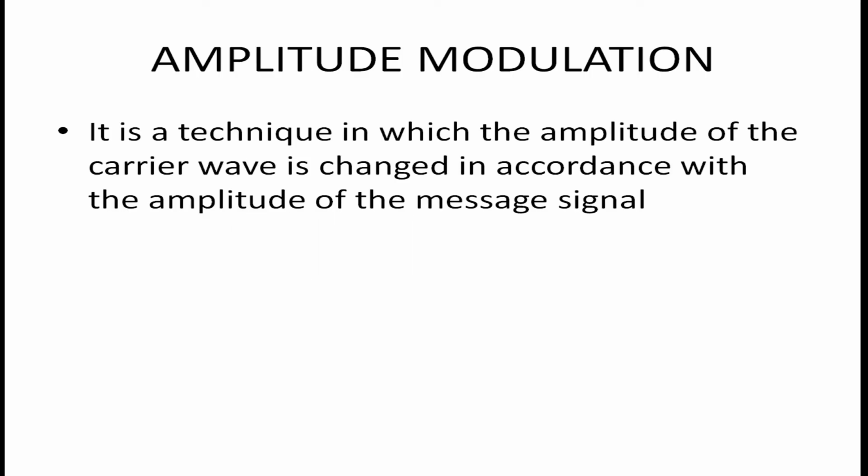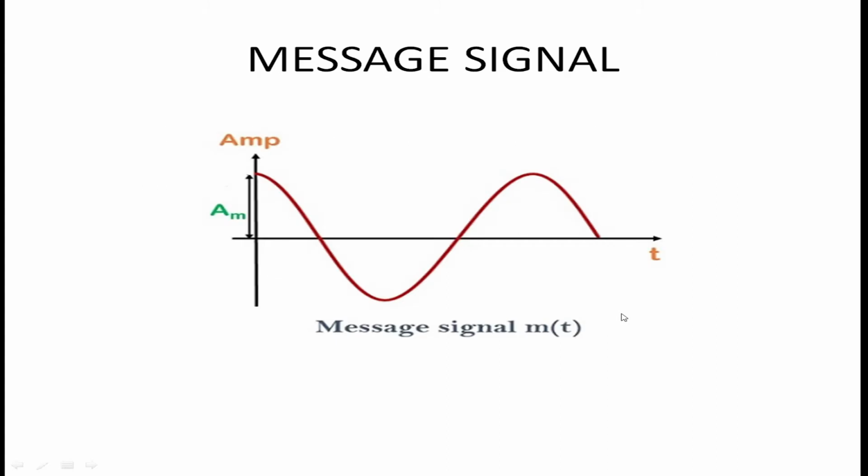Hello all. Today I am going to explain amplitude modulation. So what is meant by amplitude modulation? It is a technique in which the amplitude of the carrier wave is changed in accordance with the amplitude of the message signal. It is nothing but the amplitude of the carrier wave getting changed in accordance with the message signal.